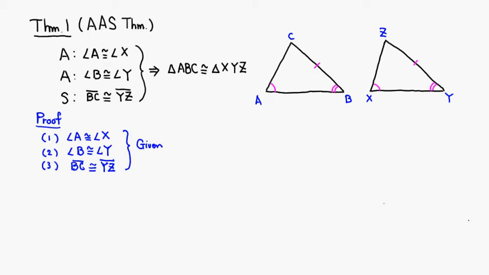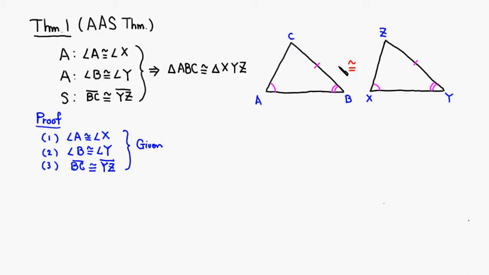Alright, let's look at theorem 1, the angle-side theorem. So if you have, let's say, angle A and angle X are congruent, angle B and angle Y are congruent, and side BC is congruent to side YZ, then we need to establish that these two triangles are congruent.